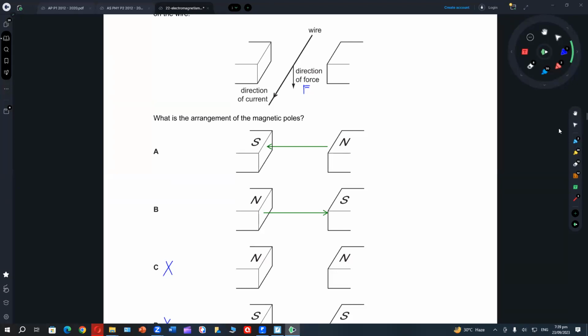Thumb is equal to force. First finger is field and the second finger is magnetic something, current.